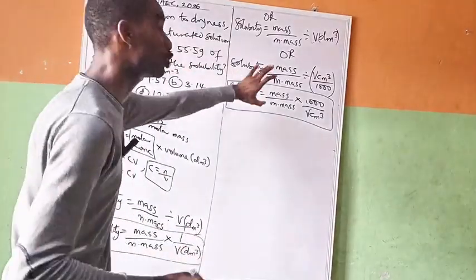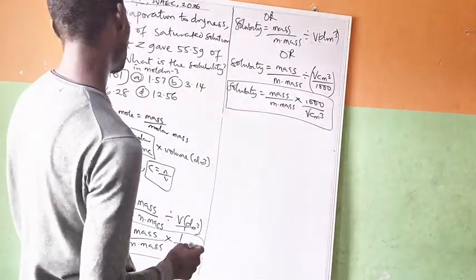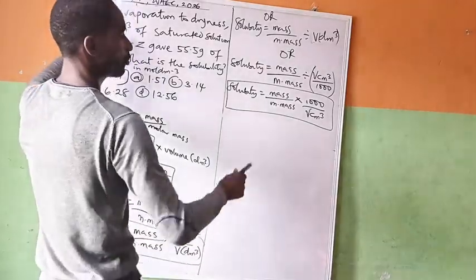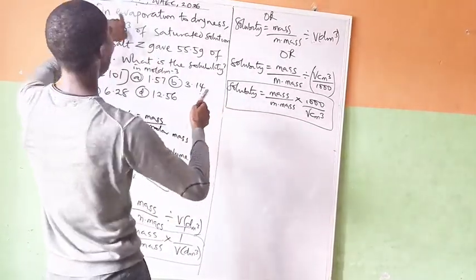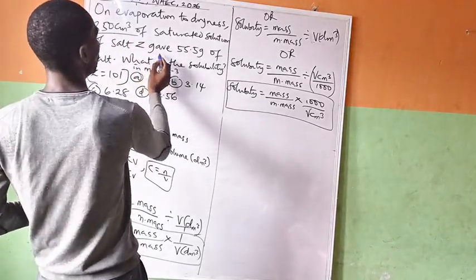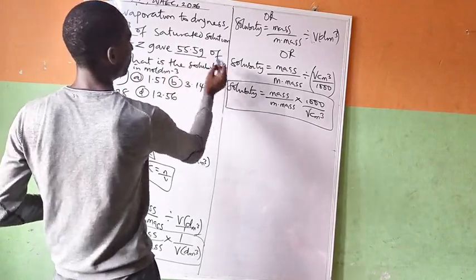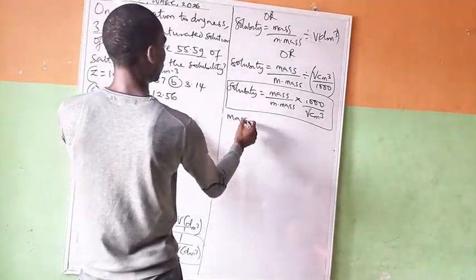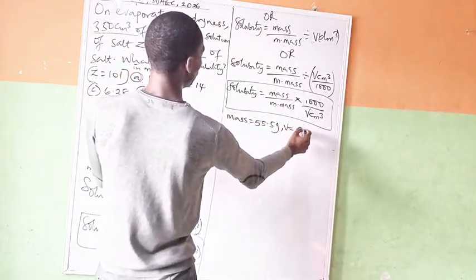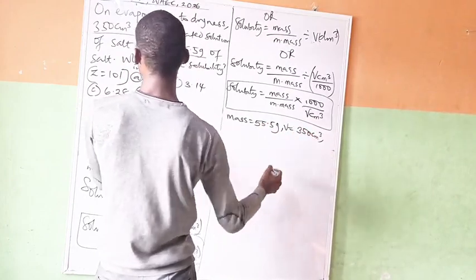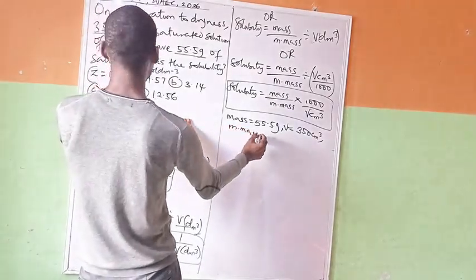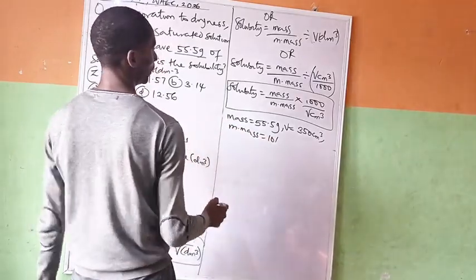So now we are going to use the two to answer this question, and let's see what the answer will be. Because our volume is in centimeter cube, let's try this formula first. The question: on evaporation to dryness, 350 cm cube of saturated solution of salt gave 55.5 grams. So the mass is 55.5 grams. The volume is 350 cm cube. Those are parameters. Then the molar mass is 101. All right.